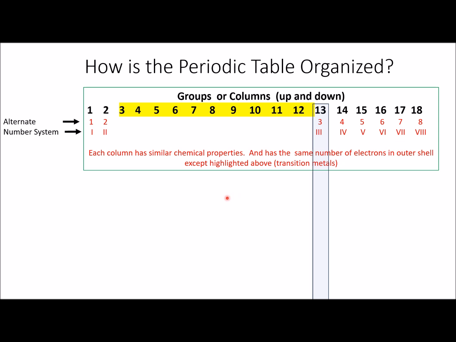Now, talking about the rows, the rows or periods going across this way have the same number of electron shells in the atom. So row 1 has the same number of electron shells, that's 1. Period 5 has 5 electron shells in the atom, and so on. That's pretty much how it's organized.